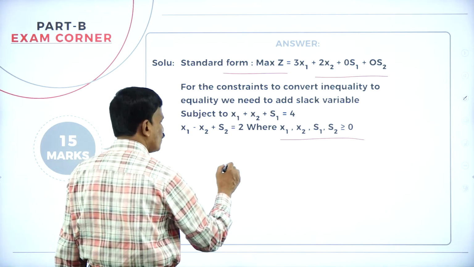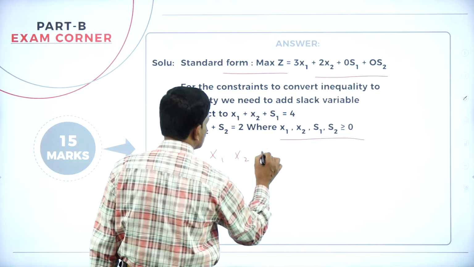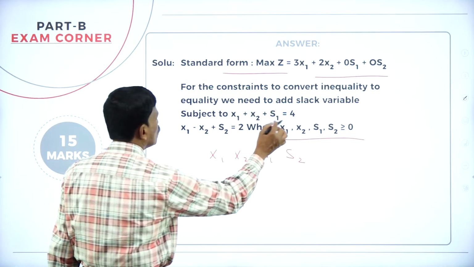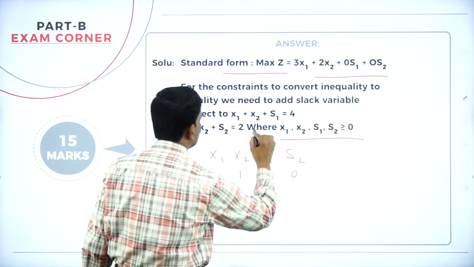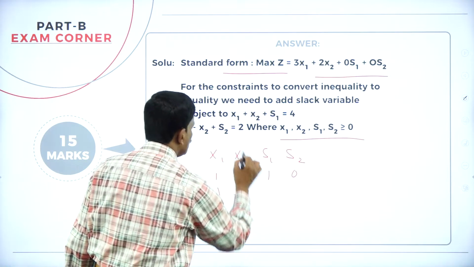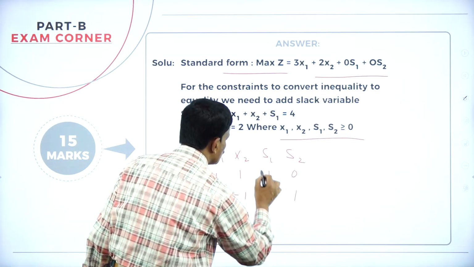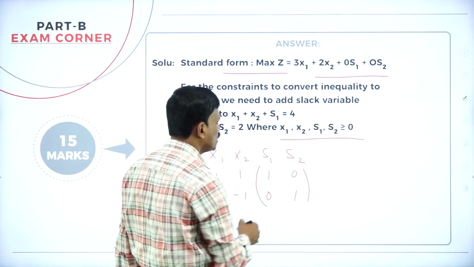Just write down the coefficients and find the initial basis for this. So x1, x2, s1 and s2. The coefficients for the first equation are 1, 1, 1 and 0. For the second equation, x1 is 1, x2 is minus 1, s1 is 0, s2 is 1. So this will form the identity matrix. So we can start with s1 and s2.